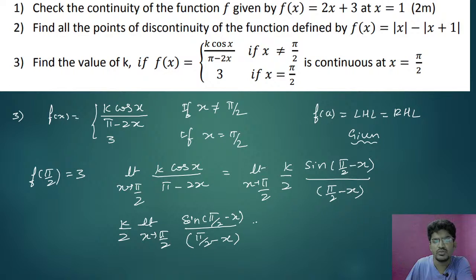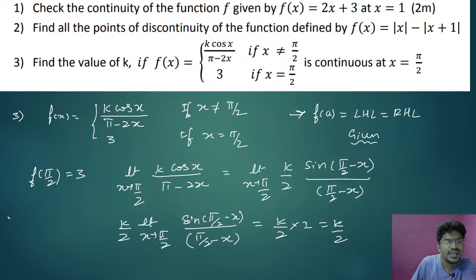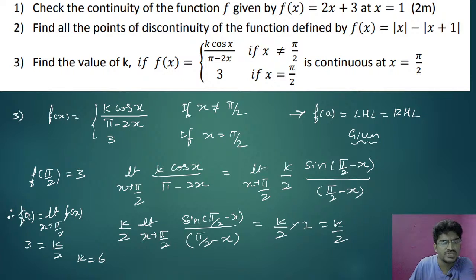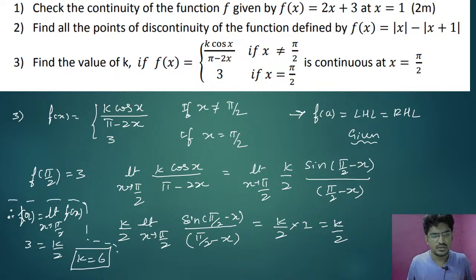So this term is going to be 1. Therefore, k by 2 into 1 will be equal to k by 2. Now you can use this equation, that is f of a equal to your limit. Therefore, you can write it as f of a is equal to limit extending to pi by 2 f of x. So that is 3 equal to k by 2. Therefore, k equal to 6 will be the answer. Clear? So k equal to 6 is your answer.